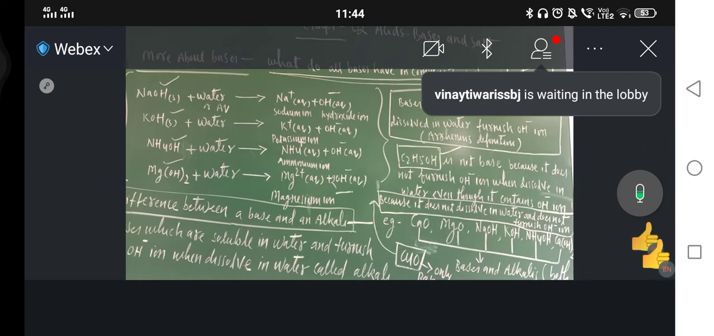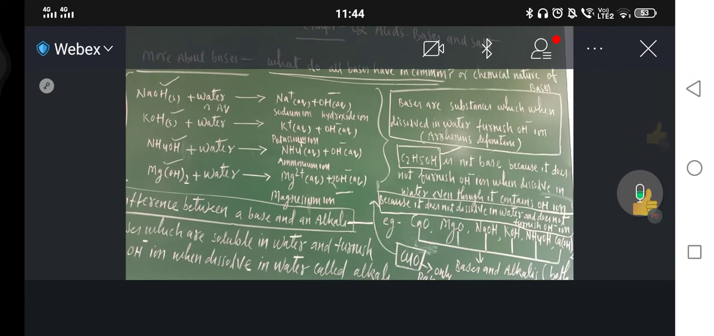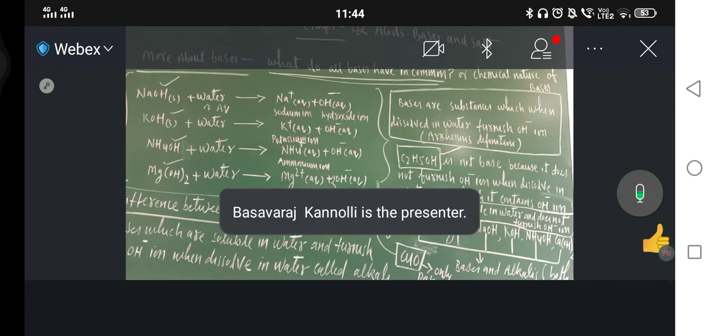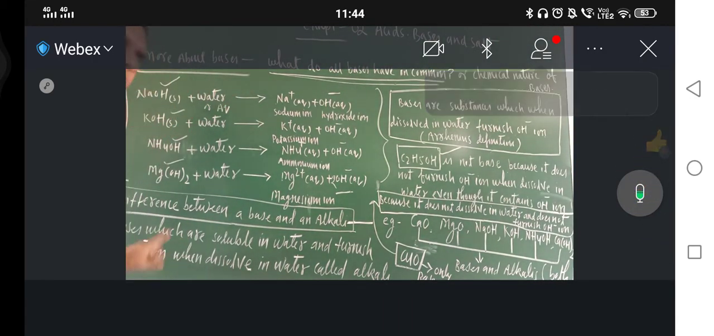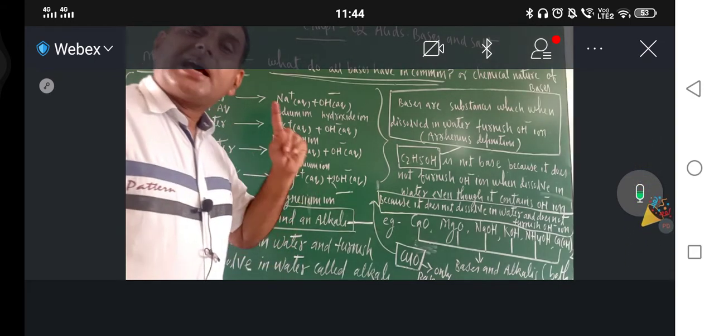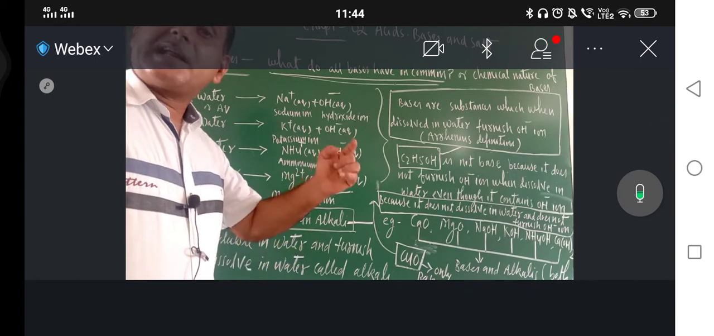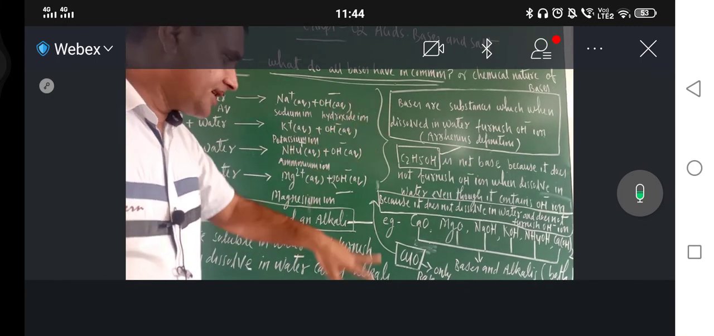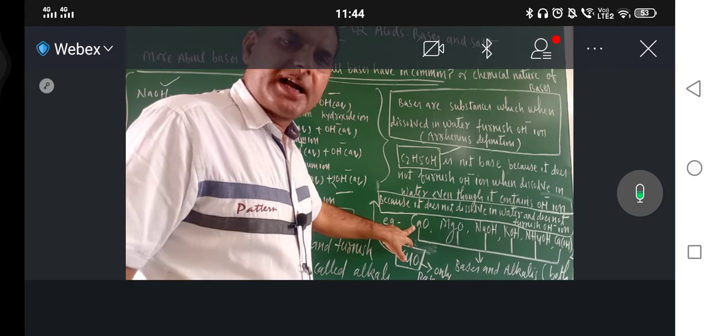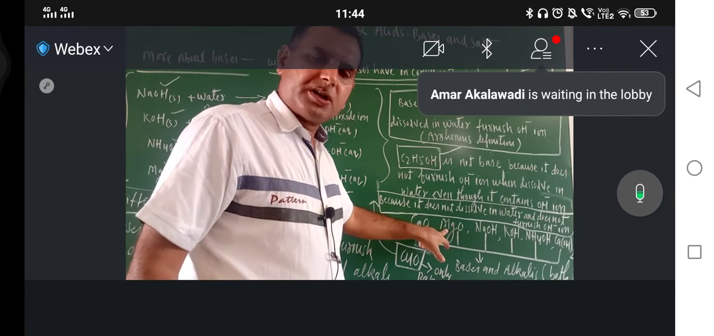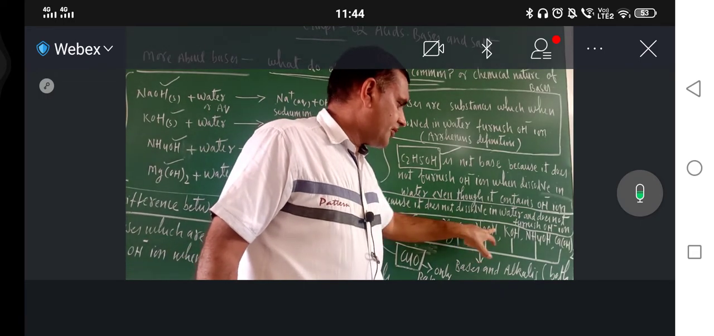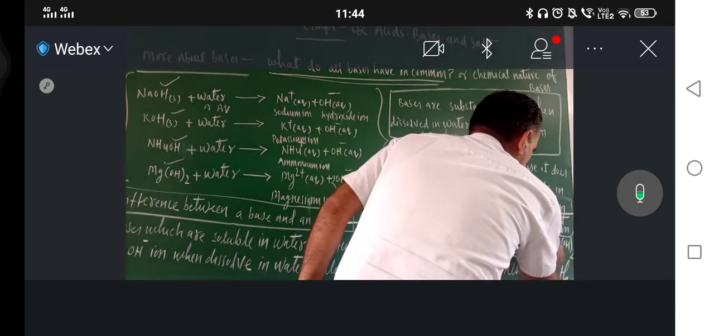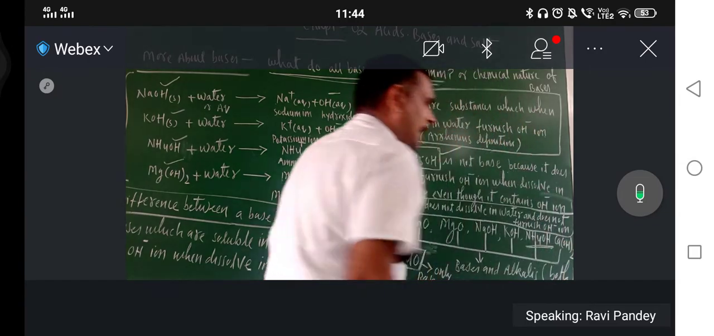Okay. So these are two terms which are used interchangeably: base and alkali. But there is a difference. Metallic oxides and metallic hydroxides are bases. I wrote here: calcium oxide, a metallic oxide; magnesium oxide, a metallic oxide; NaOH and KOH, metallic hydroxides. But NH4OH is a non-metallic hydroxide.